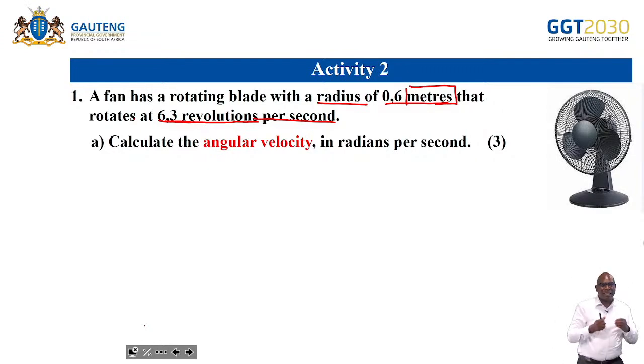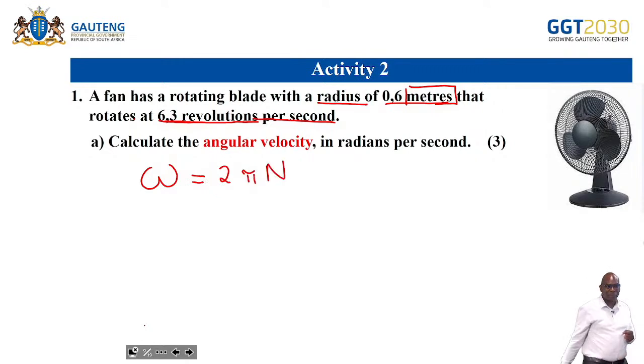The first question says, calculate the angular velocity in radians per second. In your formula sheet, the formula is given, and it is written as the angular velocity formula. So the angular velocity formula will be omega, it's not a W, please. Omega equals 2 pi n. That is the formula for finding that.